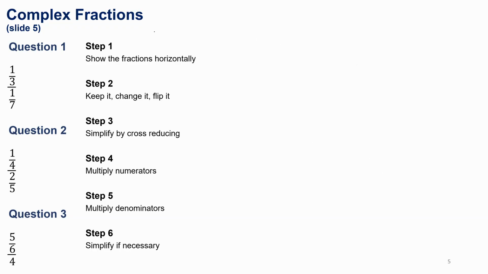The next complex fraction we will look at is question number 2, which is 1/4 on the top part of the complex fraction. Then we have that long division bar, and then 2/5 on the bottom part. So our first step here is we're going to show the fractions now horizontally. So I have 1/4 divided by 2/5. Next, I'm going to do the keep it, change it, flip it rule. So 1/4 stays 1/4. Division changes to multiplication, and 2/5 changes to 5/2.